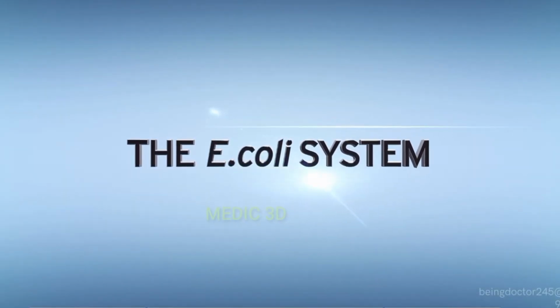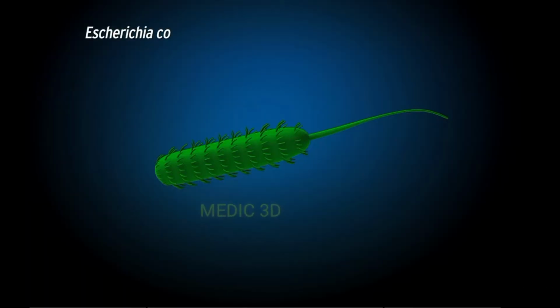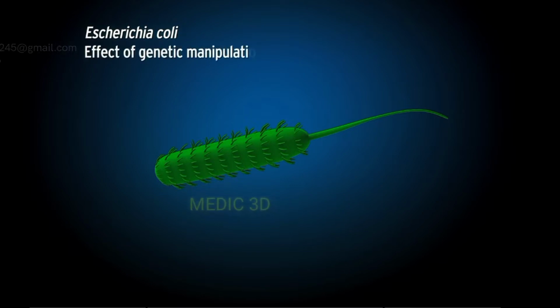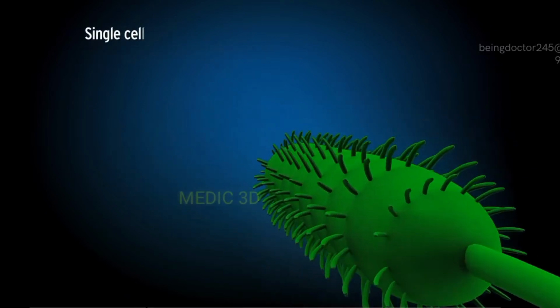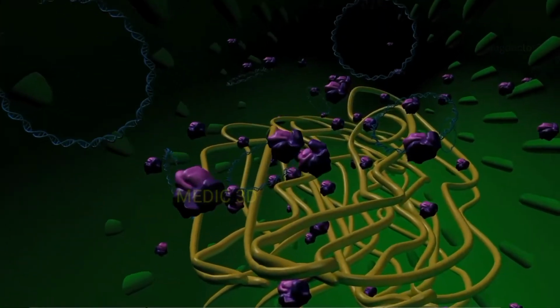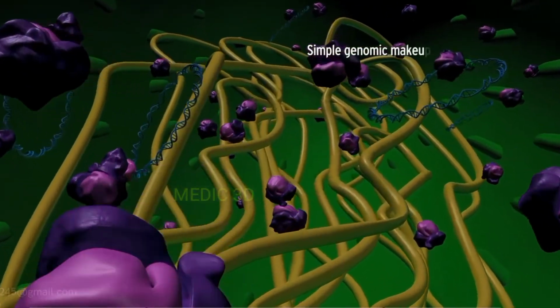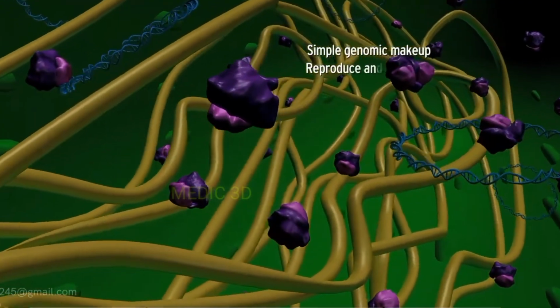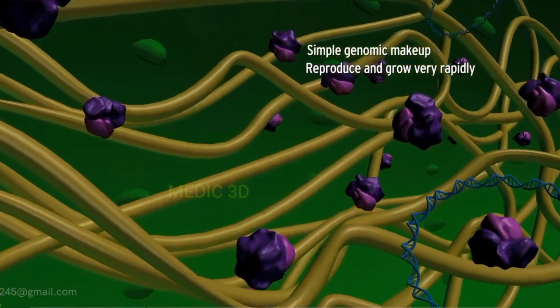The E. coli system. The bacterium Escherichia coli, or E. coli, is an extremely convenient tool for molecular biologists to study the effect of genetic manipulations. We can observe rapid results which can be quantified easily, since it is a single-celled organism. It has a simple genomic makeup. It can reproduce and grow very rapidly.